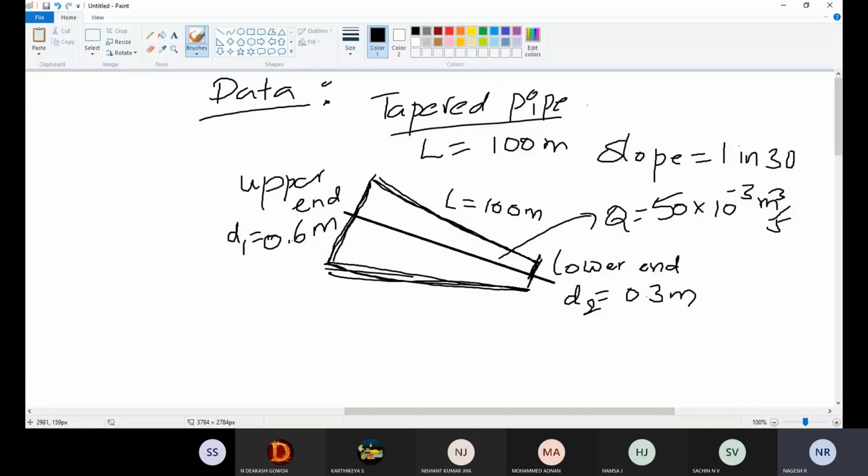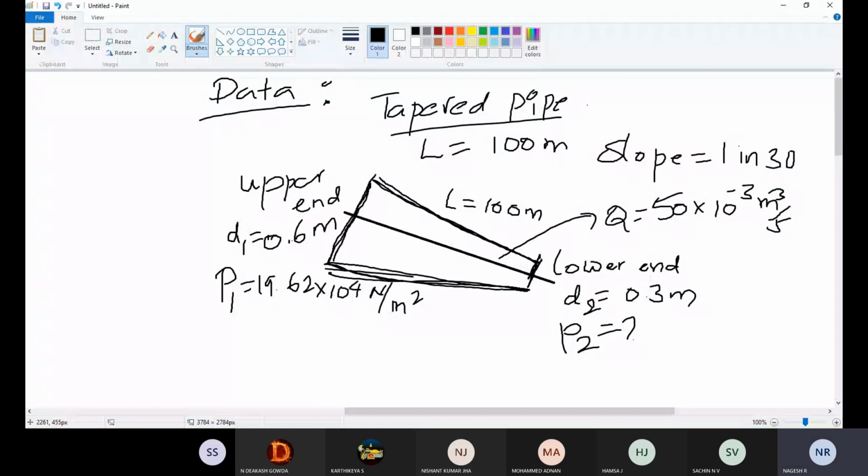Find the pressure at the lower end. So he's asking you to find the pressure at the lower end. If the pressure at the upper end is given as 19.62 Newton per centimeter square, I will take 19.62 into 10 to the power of 4 Newton per meter square. He is asking you to calculate P2 again.